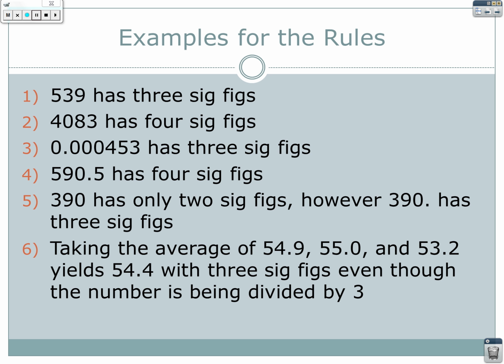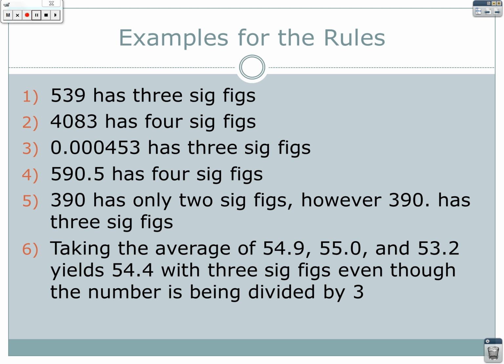Taking the average of 54.9, 55.0, and 53.2 yields 54.4 with 3 sig figs, even though the number is being divided by 3. So even though you're dividing by a number that only has 1 sig fig, you're still going to yield the correct answer of 54.4 with 3 sig figs, because quantities can have unlimited numbers of sig figs. So those are the hard and fast rules.